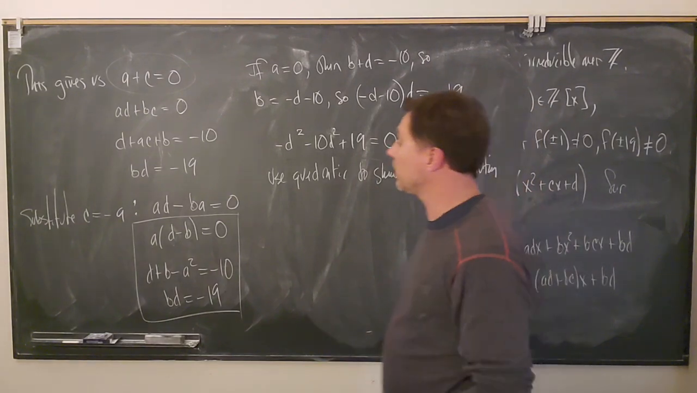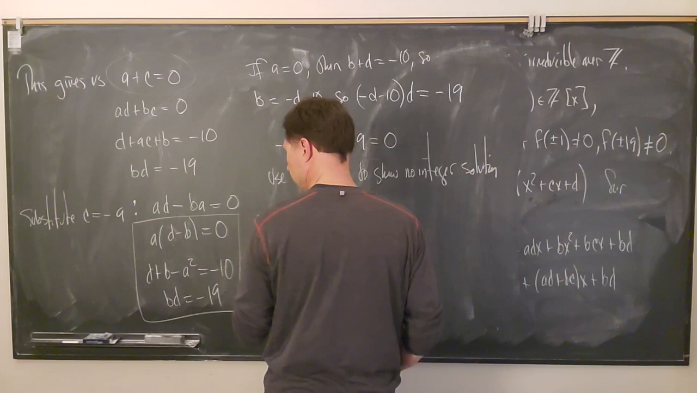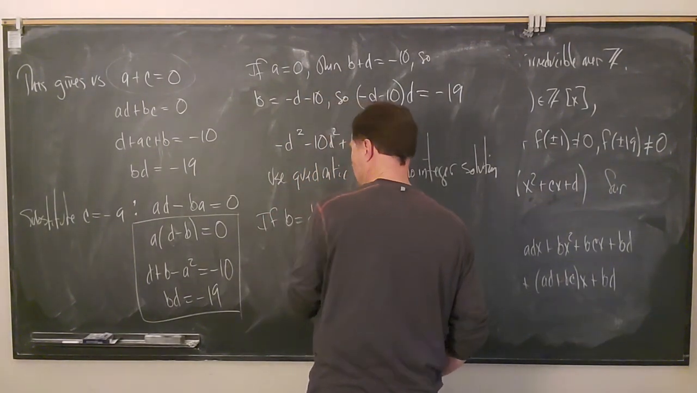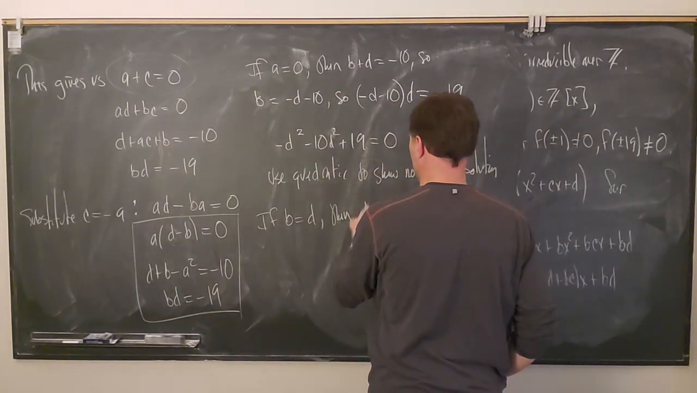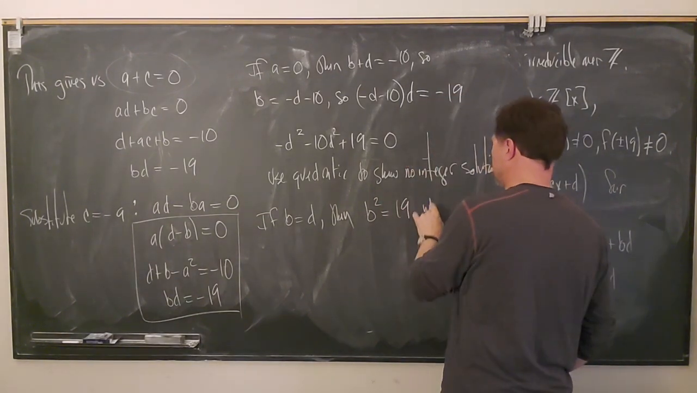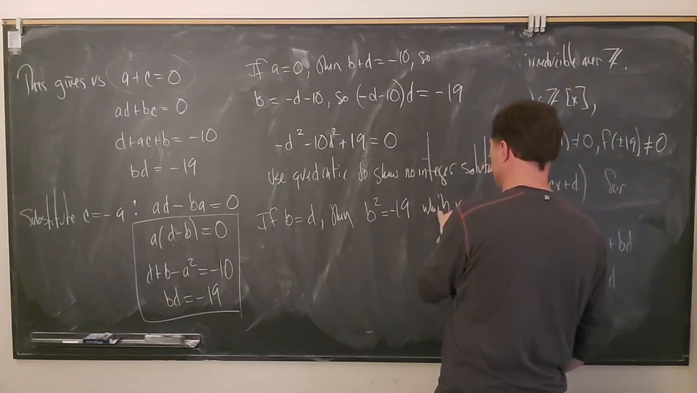The other possibility is that B equals D. So if B equals D, then what we have right down here, B squared equals minus 19, which is impossible.